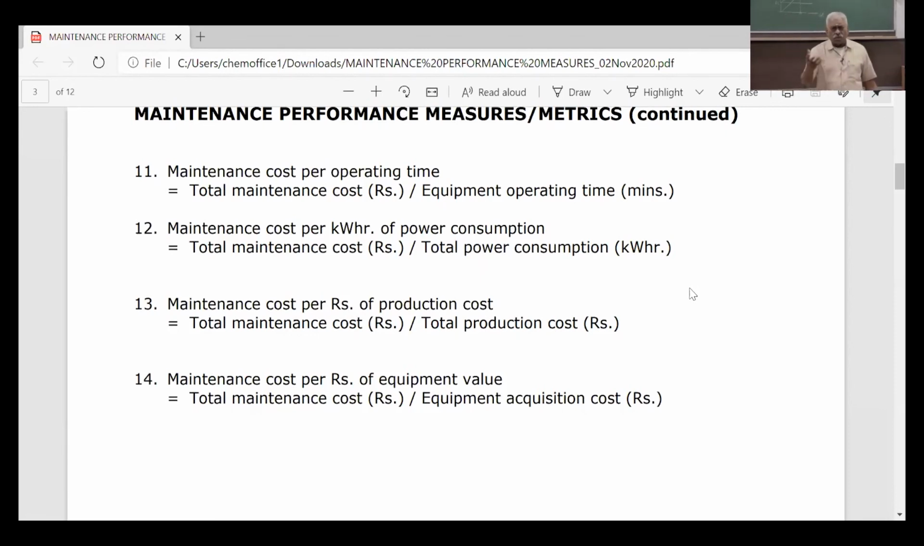As I told you in the previous one, you can even use it equipment wise. I hope you can understand how to adapt this 12th measure even to the level of an equipment. You can calculate this maintenance cost per kilowatt hour of power consumption. So it's very useful from that point of view. Then the 13th one is maintenance cost per rupee of production cost.